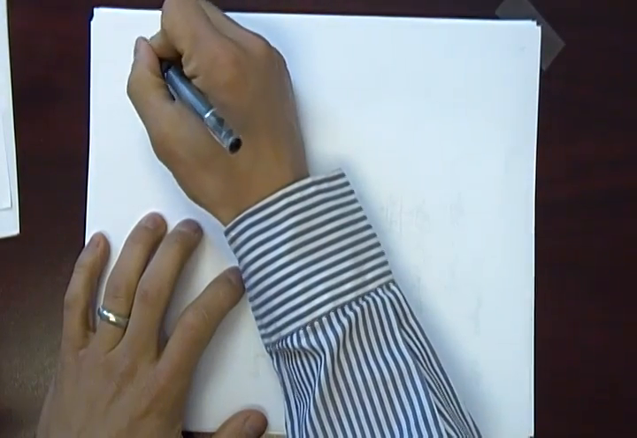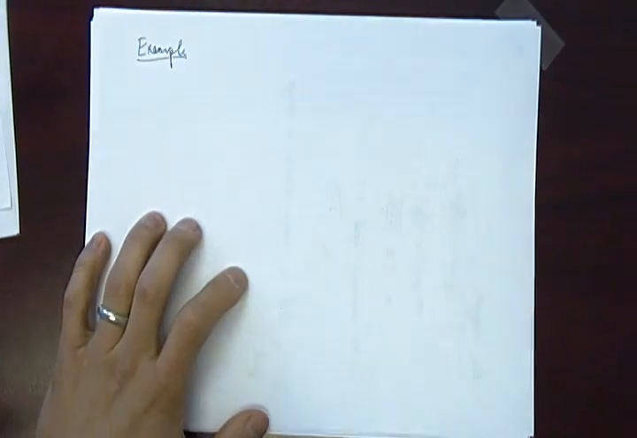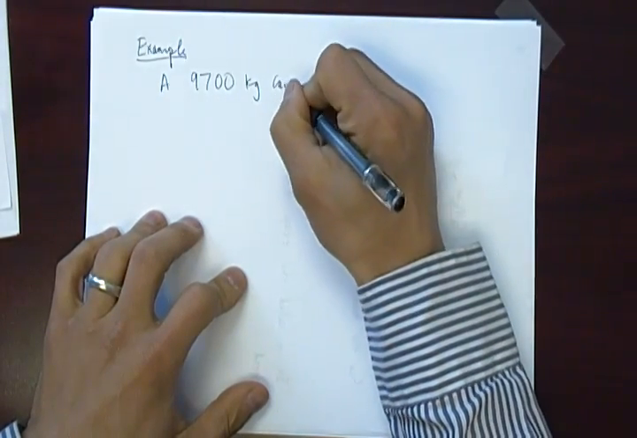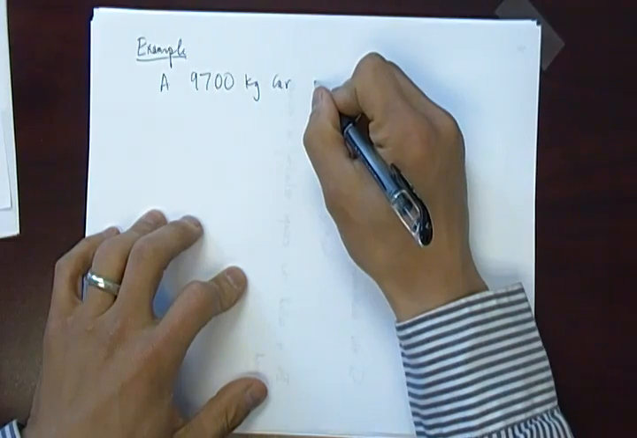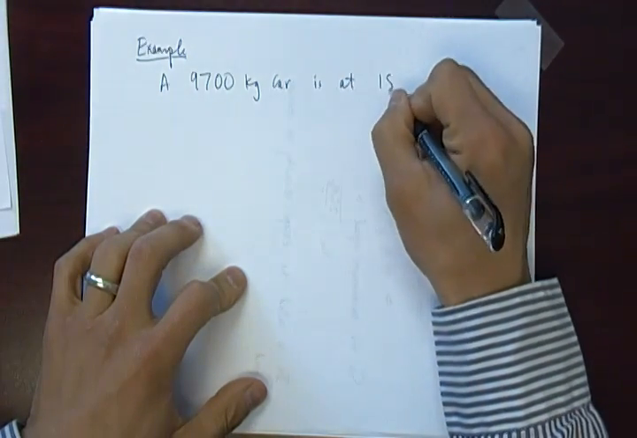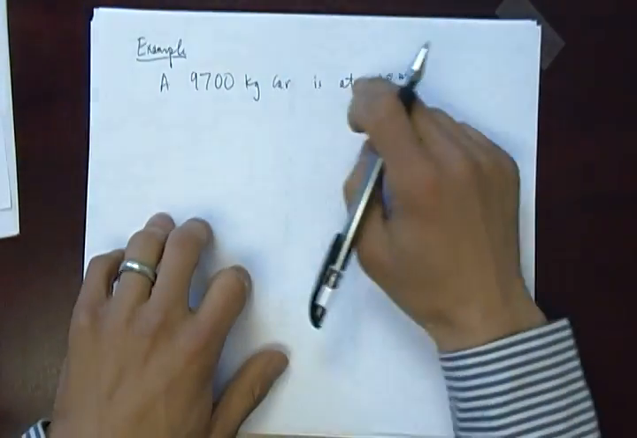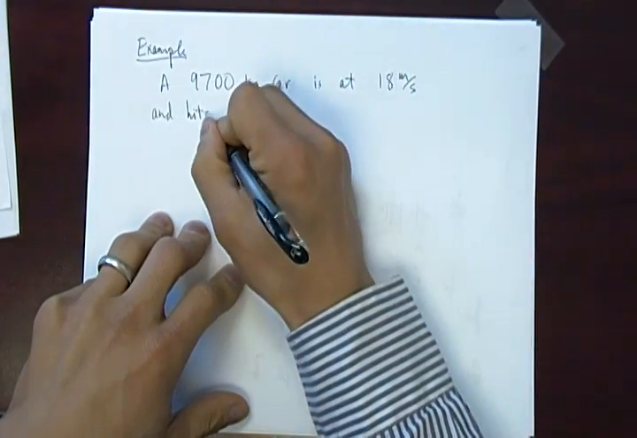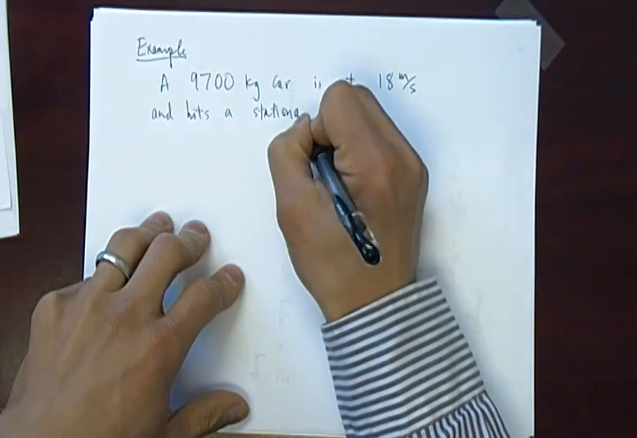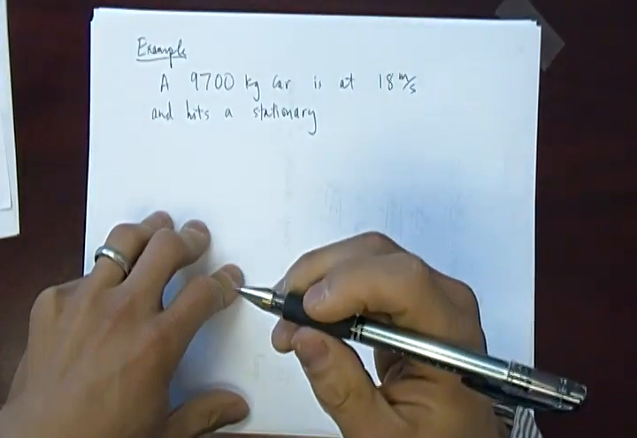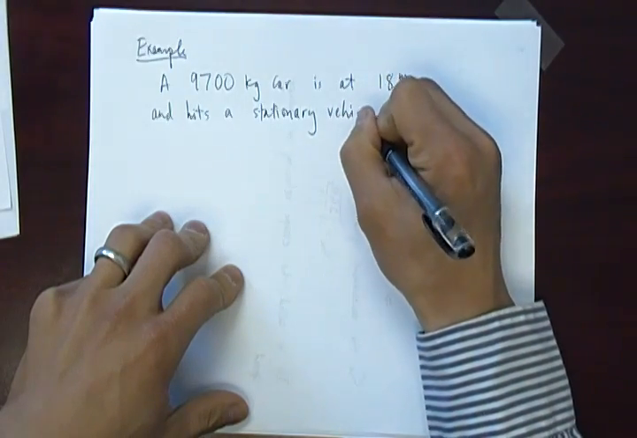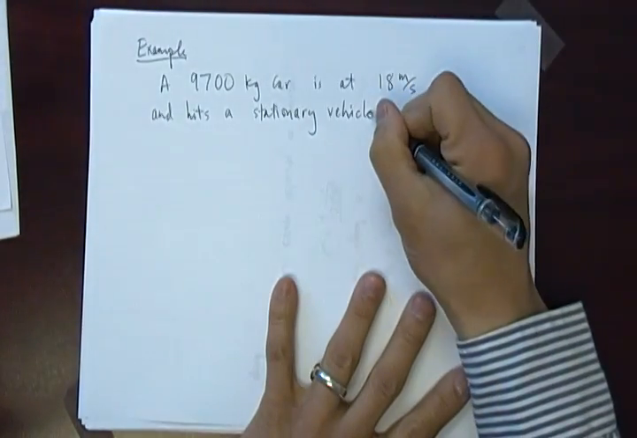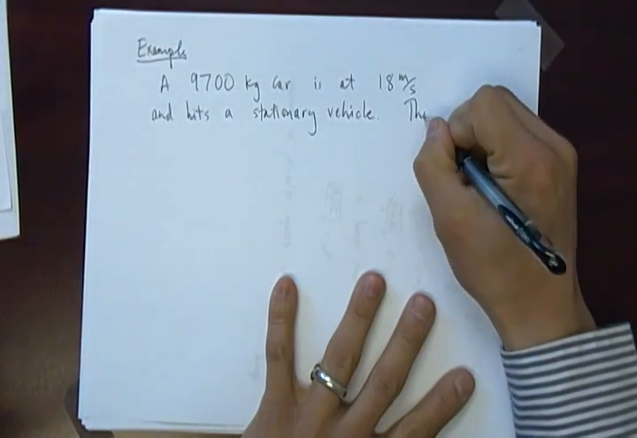So here's the example. We have a 9,700 kilogram car moving at 18 meters per second and it hits a stationary vehicle. I call it a car, but it's going to end up being a lot bigger than a car, so let's say it's a truck or something. Stationary vehicle, the two stick together.